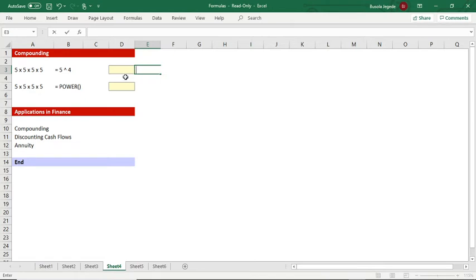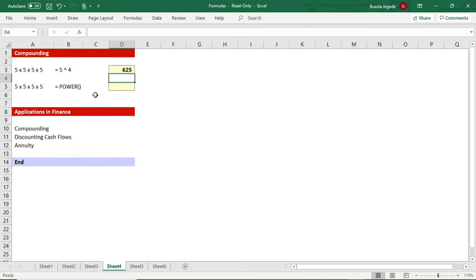So the one way to do it is to do 5, then press Shift and 6. If you look beside your 6 button on your keyboard, you notice this small power function right here. So you enter that and 4, and it gives us our answer.